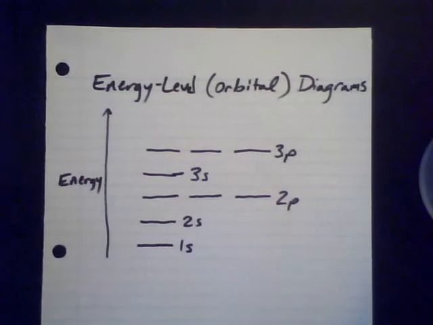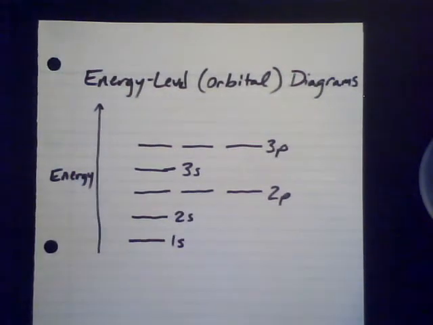Okay, so we're going to talk a little bit about energy level diagrams now. So this is relating to the atomic orbitals as well as to the Bohr model of the atom.